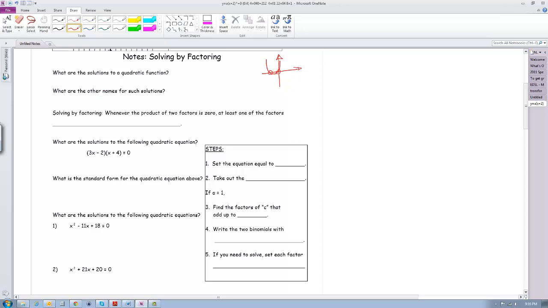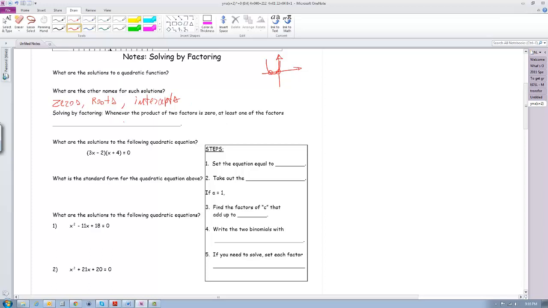What are the names for the solutions? The other names are zeros, roots, intercepts, and so on. So, what is solving by factoring?